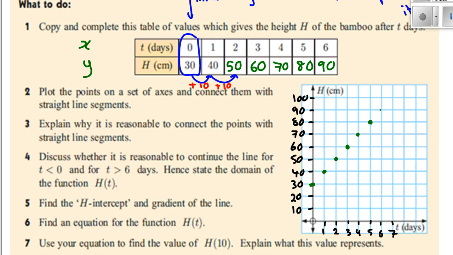Some people by accident plot these things wrong. Remember, we go across by the x and go up by the y. So, no, we don't go any higher. Okay, it stops at 90, so we should stop it there. So we've plotted the points.